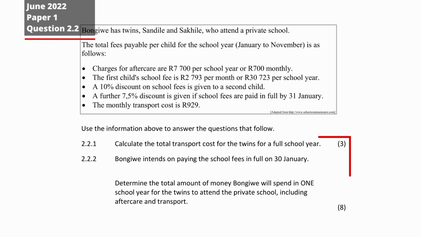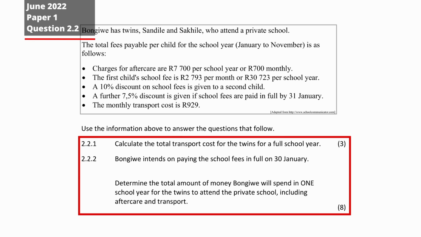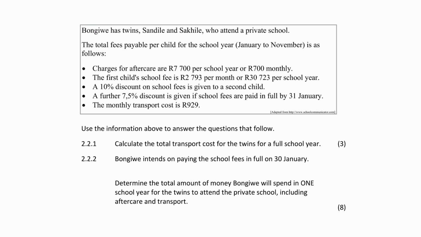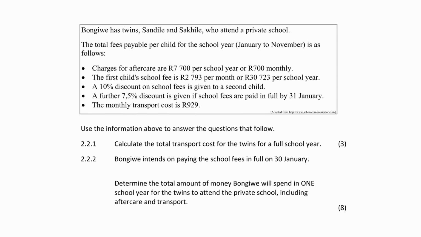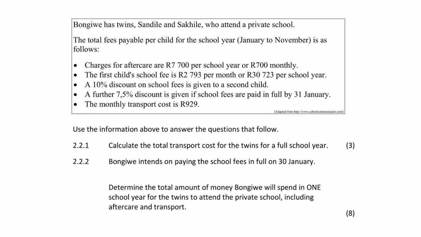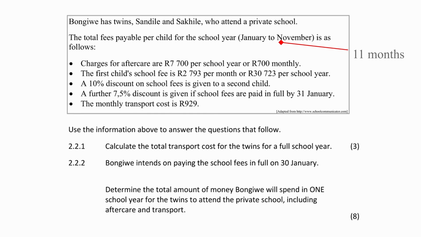Question 2.2 consists of two finance questions that were designed to assess your understanding of budgets and expenditures. You are given a list of the total fees payable per child for a school year which consists of 11 months. Aftercare costs R7,700 per school year or R700 per month. The school fees cost R2,793 per month or an annual fee of R30,723 for the first child.